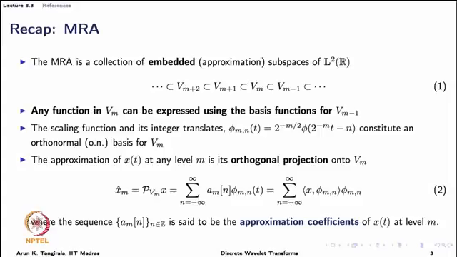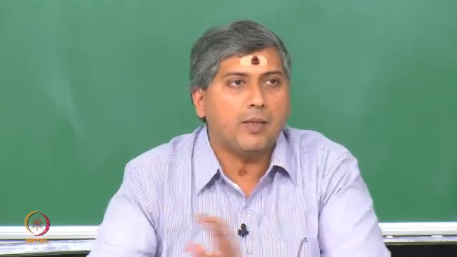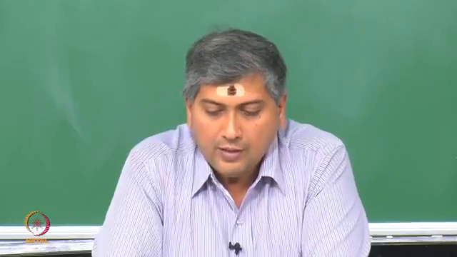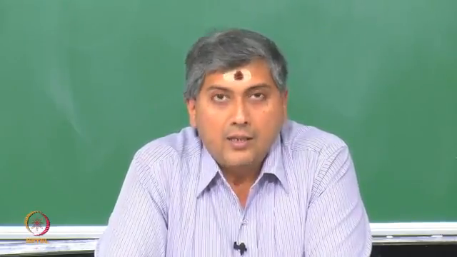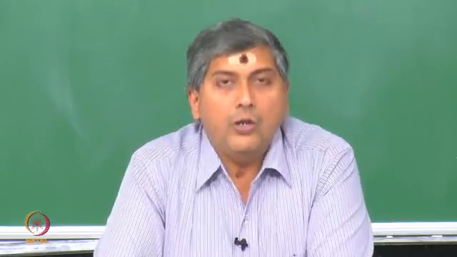And when you want to obtain an approximation of x of t at any level m, then you implement the orthogonal projection. In the previous lecture, we had looked at the definition of orthogonal projection and we also learnt that orthogonal projection yields the best approximation of the signal onto a subspace V. Here the subspace is Vm. So, how do you compute this?